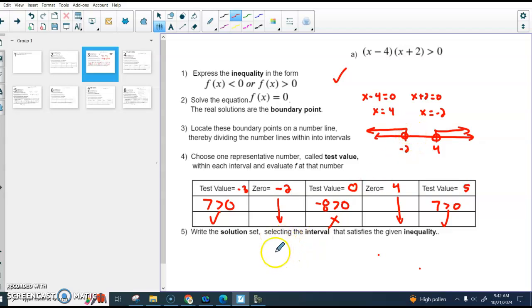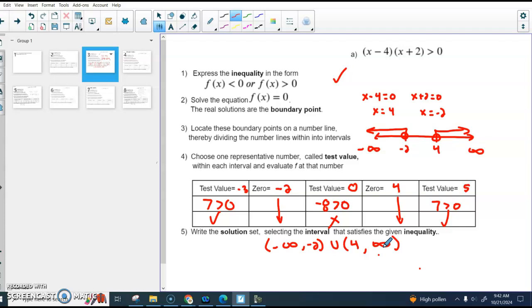So in this case, I know my solution is going from negative infinity to negative 2 and 4 to infinity. So my interval notation would be from negative infinity to negative 2, union 4 to infinity.